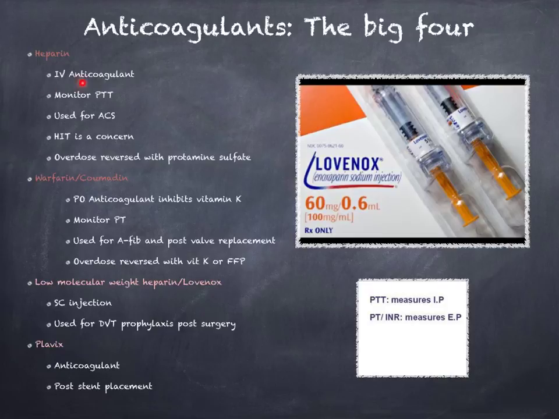Heparin is typically an intravenous anticoagulant medication. It prevents clotting. It does not break clots down. It prevents new clot formation from occurring. When we administer heparin, one thing that we need to monitor is the PTT, the partial thromboplastin time. If you remember from the last video, the PTT is a measure of the intrinsic pathway that leads to the common pathway in the clotting cascade, and that's actually where heparin works.